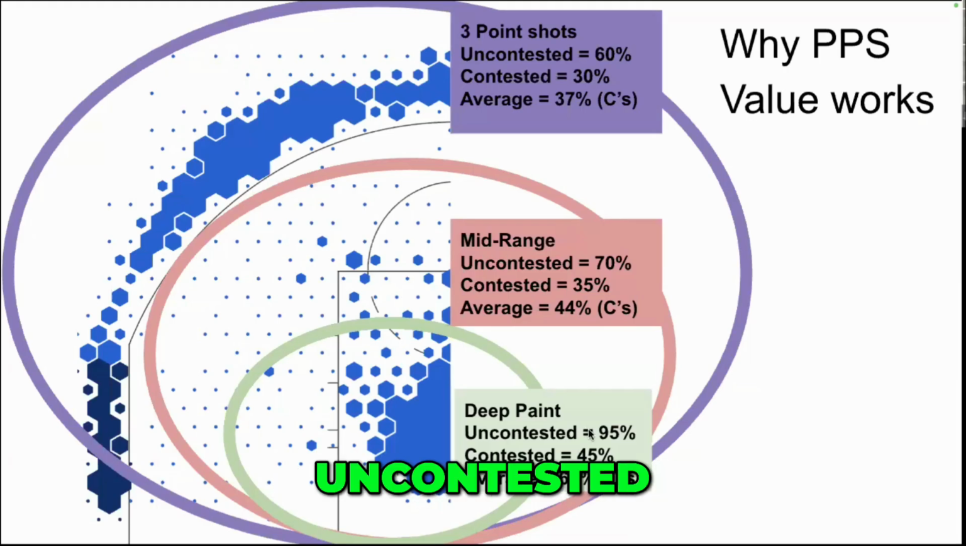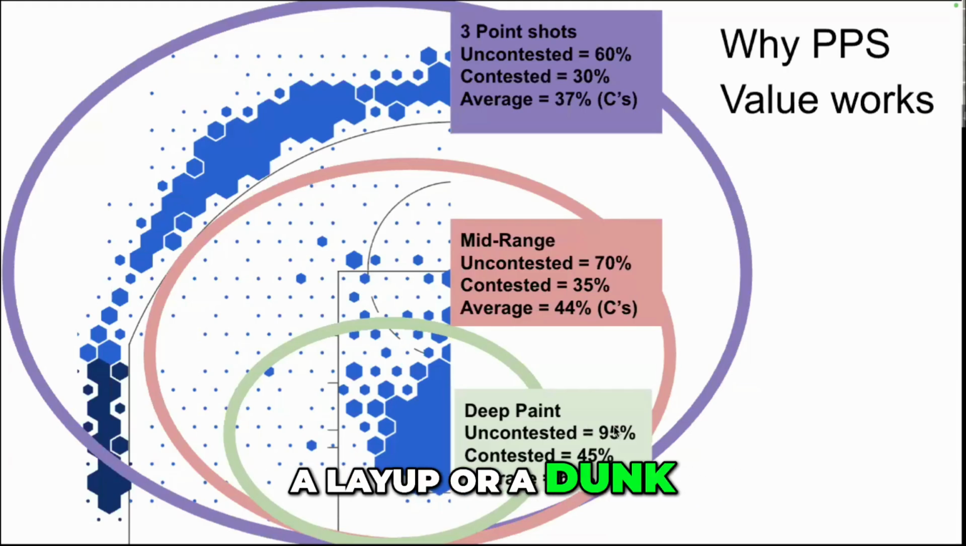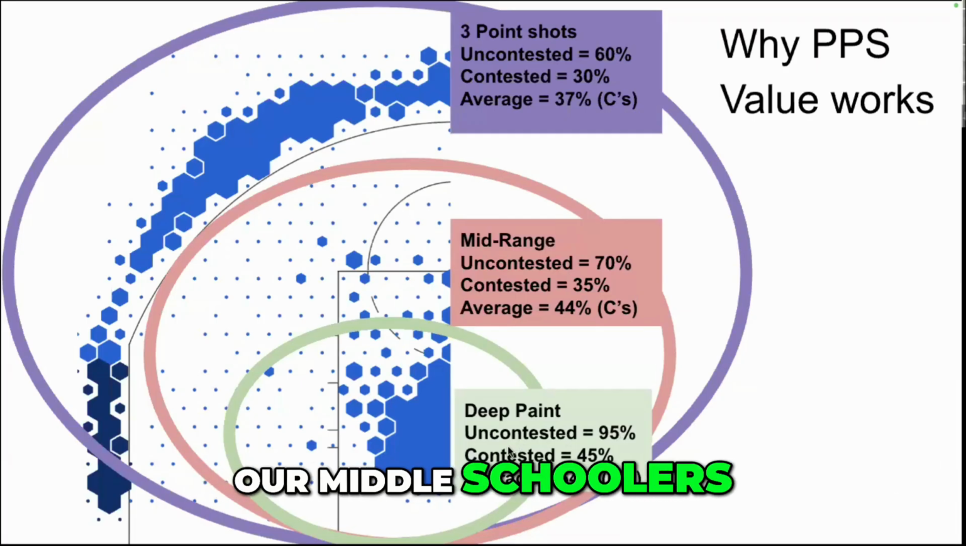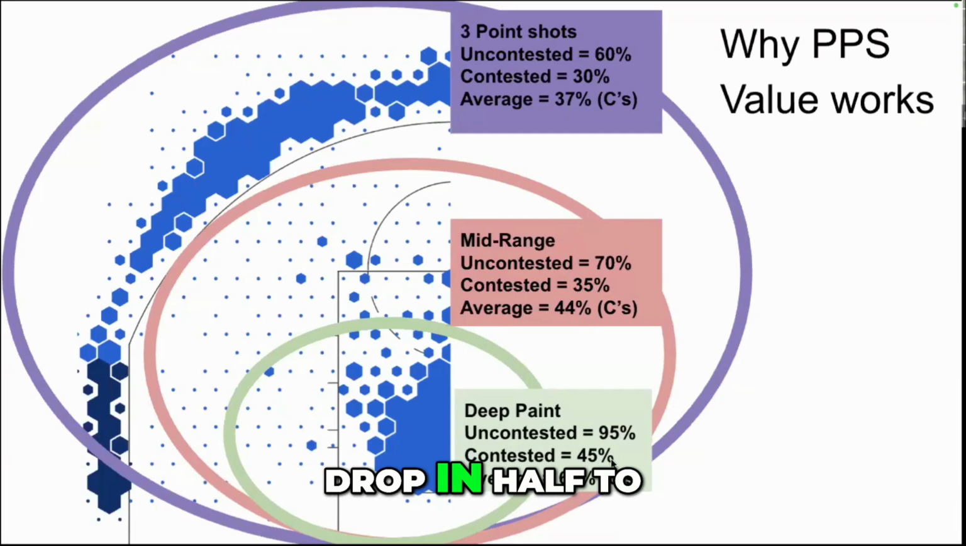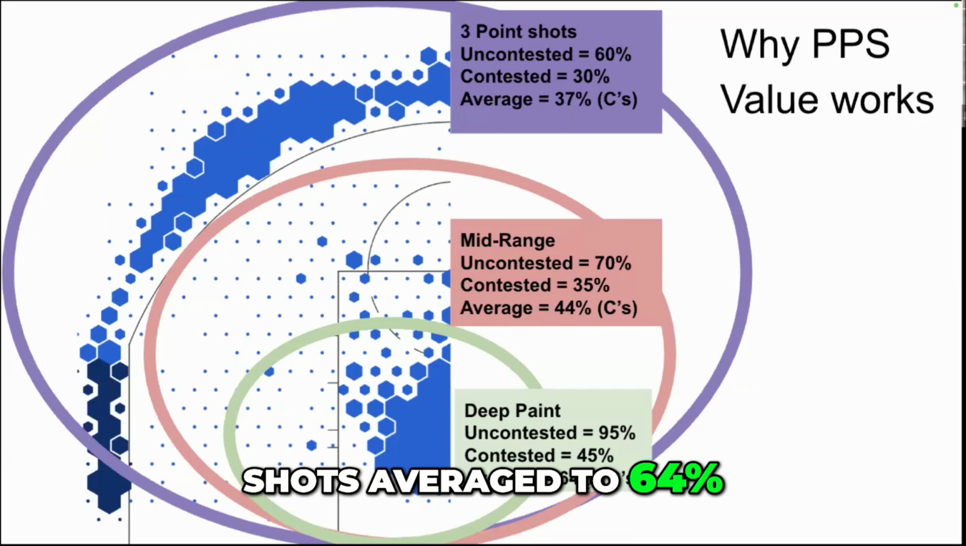And then deep paint, uncontested, we're going to make 95% if we're all alone at the rim making a layup or a dunk, right? We're still going to miss a couple, fast break, especially with our middle schoolers. But contested, it's going to drop in half to about 45% again, right? And the Celtics, again, averaged between those two, like all shots averaged to 64%.